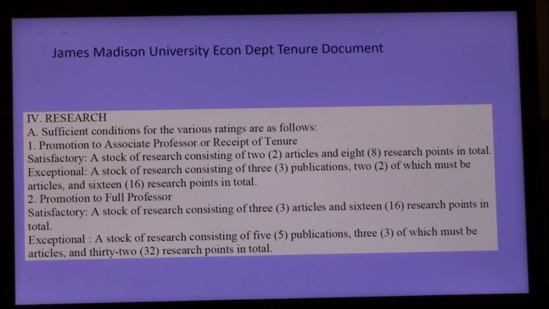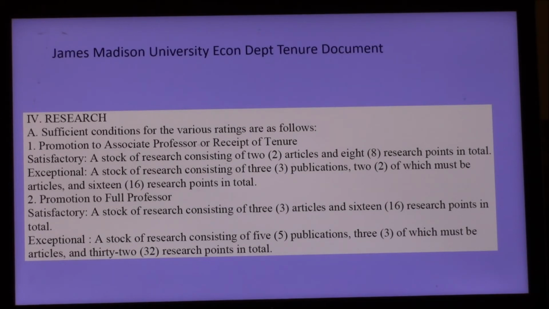Okay, I want to come back to that. That's really neat. I'm really glad they laid it out like this because it made it nice and easy for me to show in class. Exceptional would be 3, 2 of which must be articles and 16 research points, and so on. So they're laying out what it takes, which is really nice actually, because a lot of departments just say, yeah, do something. But they've laid it out in great detail here.